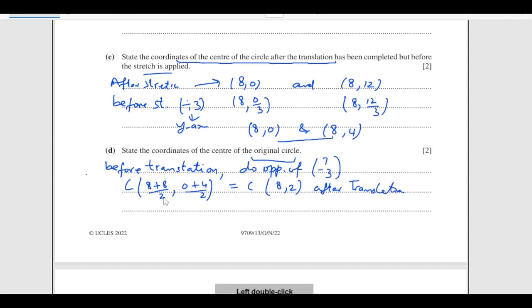So before translation, it is going to be the reverse of that. So it was 8 minus 7, and then 2 plus 3. So 8 minus 7 is 1, and 5. So the center is going to be (1, 5) for the original.